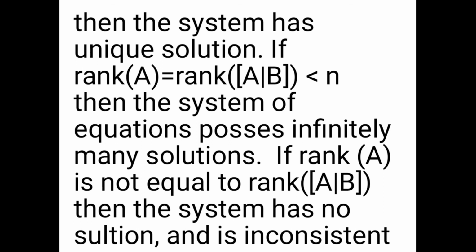If rank of A is equal to rank of AB and this common number is equal to the number of variables, then definitely the system has only one solution. And if rank of A is not equal to rank of AB, then the system has no solution and it is said to be inconsistent. The system is inconsistent if rank of A is not equal to rank of AB.